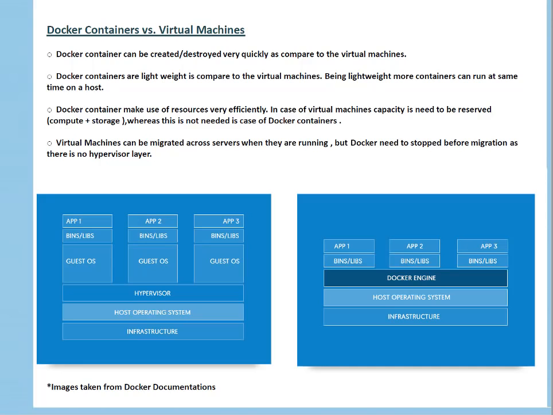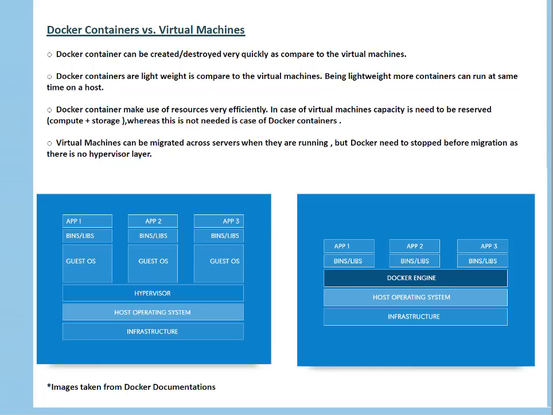One of the drawbacks of Docker, I don't consider it a drawback, but again it's some limitation. Virtual machines can be migrated online across different machines because they are running over a hypervisor layer. But in the case of Docker, we need to stop the Docker container first before performing the migration because there is no hypervisor layer.